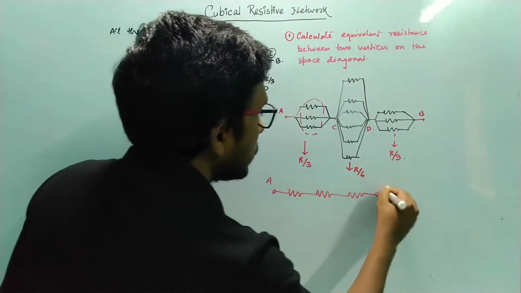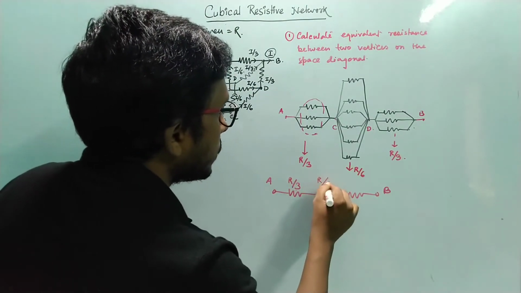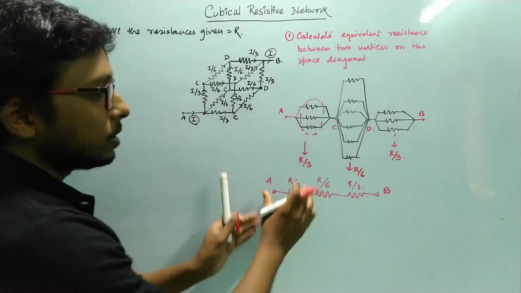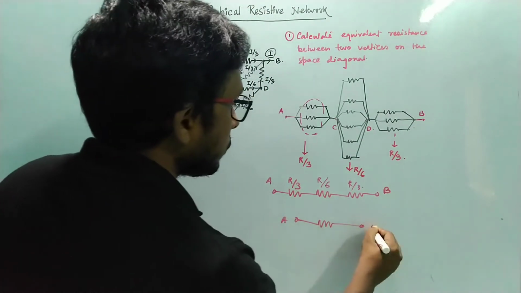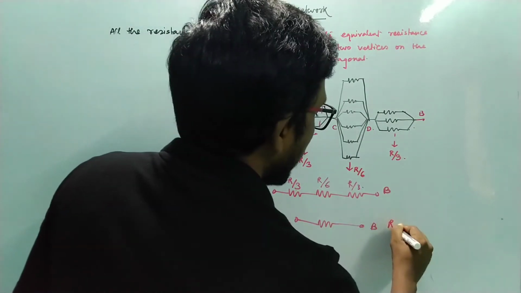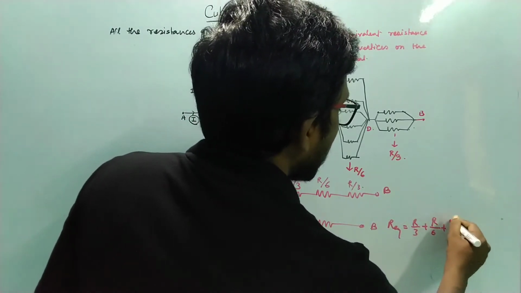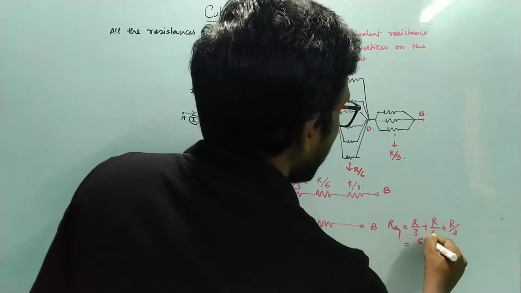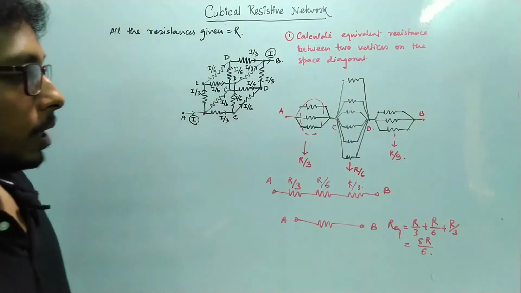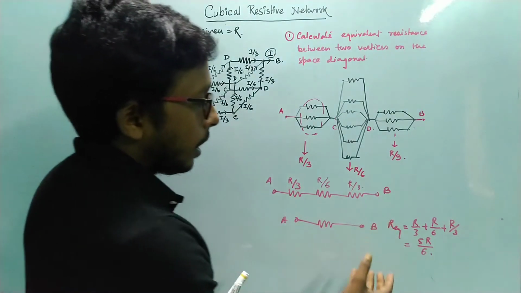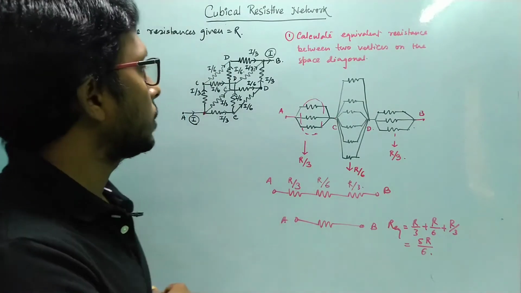After that, you can just draw like this. This is my A point and this is B point. This resistance is R by 3. This is R by 6 and R by 3. Now these 3 resistances are in series. So in between A and B, I can see the total resistance R equivalent is equal to R by 3 plus R by 6 plus R by 3 is equal to 5R by 6. Okay. In this case also, I got the same equivalent resistance. So this is the second method for solving this problem.